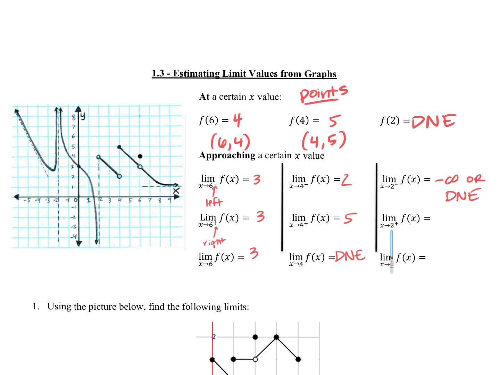Okay? What about 2 from the right side? Here's 2 from the right side. Where's my finger end up there? 4. So then, if I approach from both sides, 2 from the left, 2 from the right, are my fingers coming together? No. So that limit does not exist.